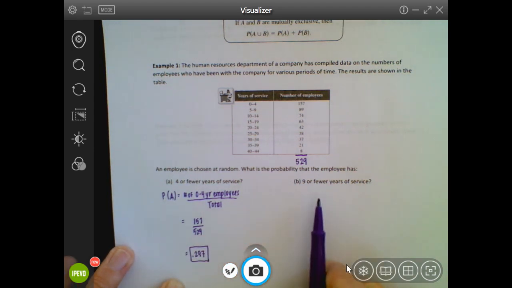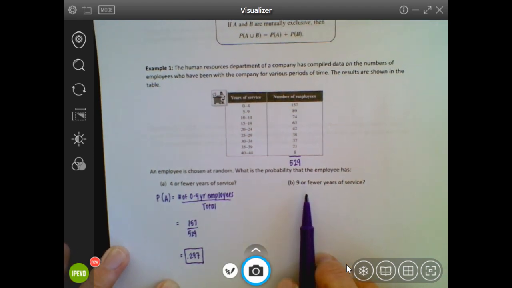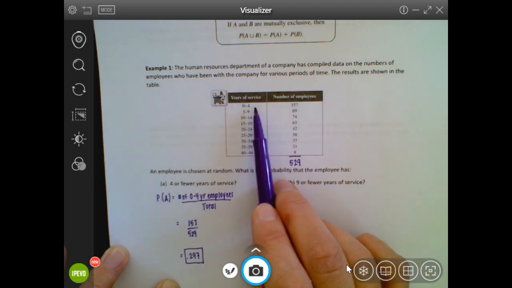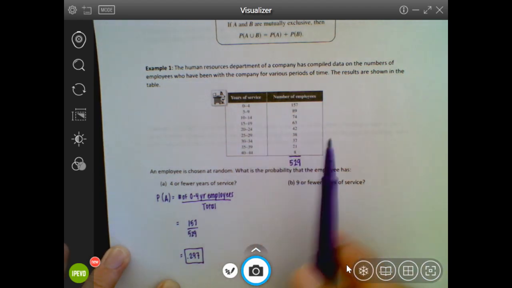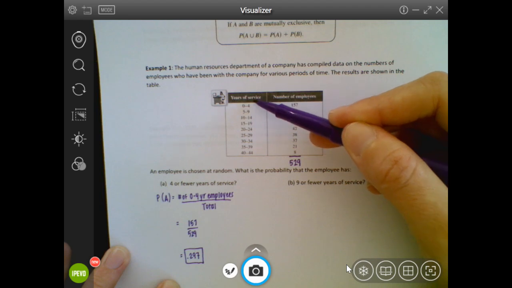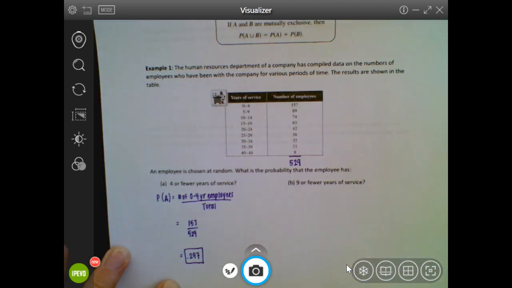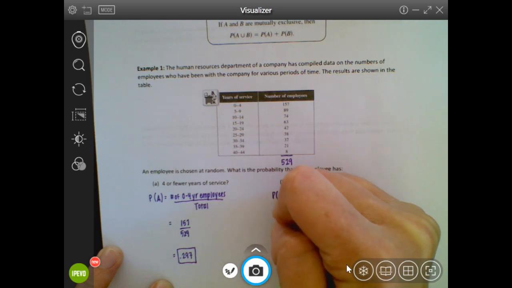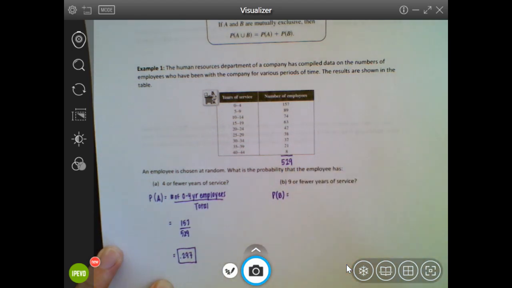Okay, but what if we want to calculate the probability that the employee has 9 or fewer years of service? The last one was pretty straightforward because the 0 to 4 years of service was the first category in our table. But now we need to take into account both of these things. We need to take into account the 5 to 9 years of service and the 0 to 4 years of service. So I'm going to call this event B. So I'll say that this is the probability of B happening.